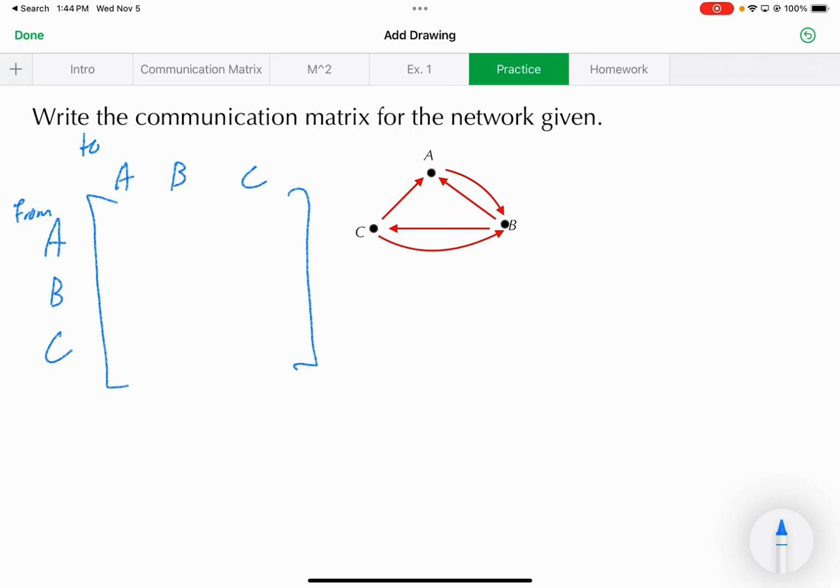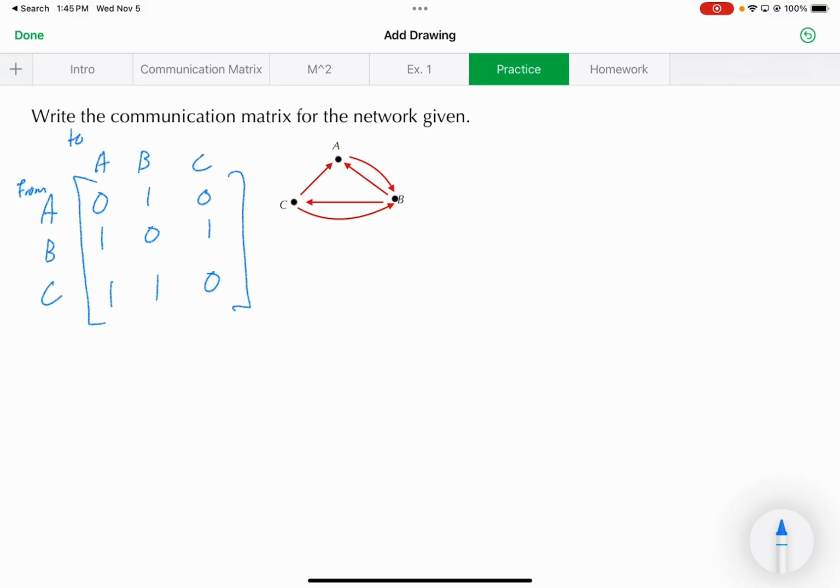All right, well, hey, here's the good news. There's just 3 elements. 3 by 3. That's the good news. All right, so from A to A, 0. From A to B, 1. Okay, from A to C? 0. Good. All right, from B to A. From B to B. Nice. From B to C. Nice. All right, from C to A. C to B. C to C. Hey, you guys are pretty good at this. You're welcome. All right, cool.